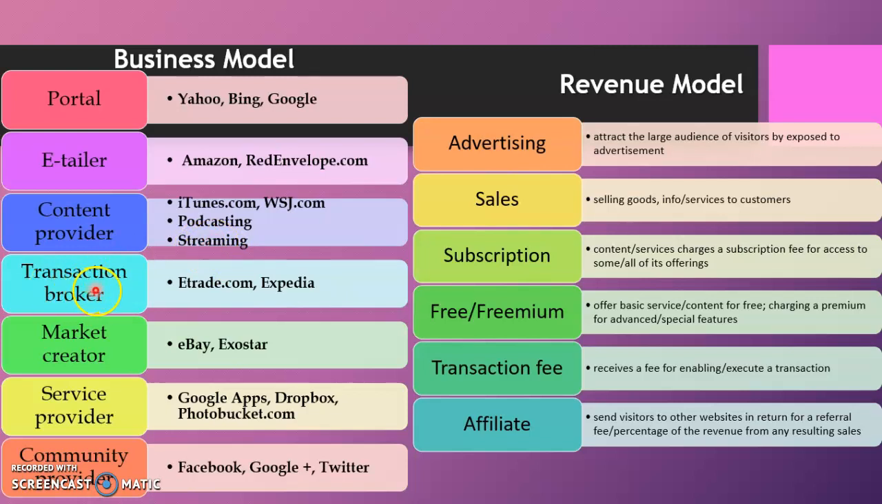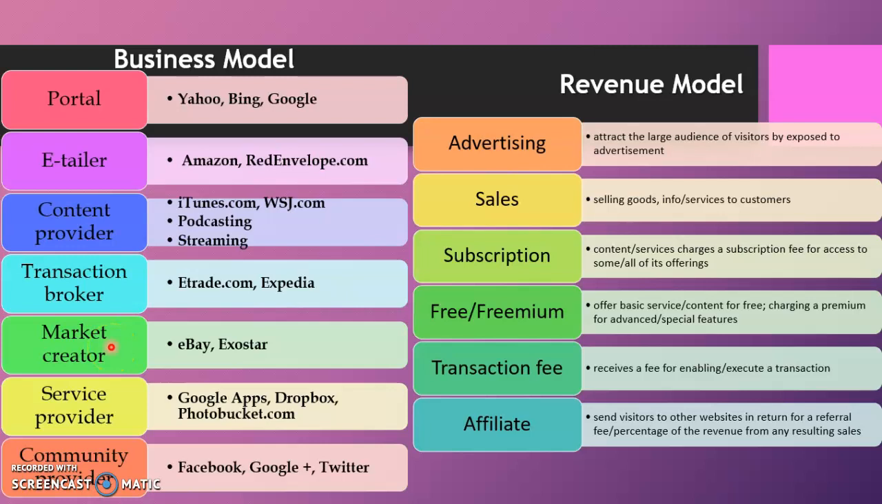And then we have transaction broker. This is where you become the middleman. For example, we have xtrade.com and also Expedia. Number 5, we have market creator.